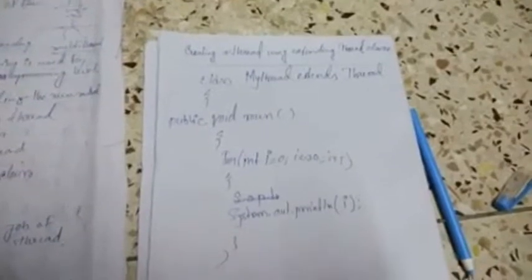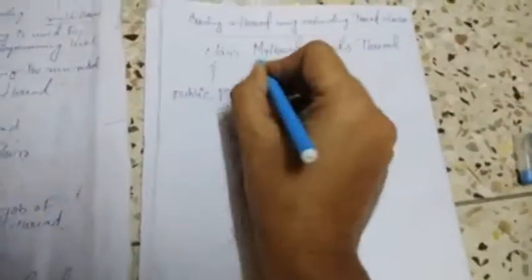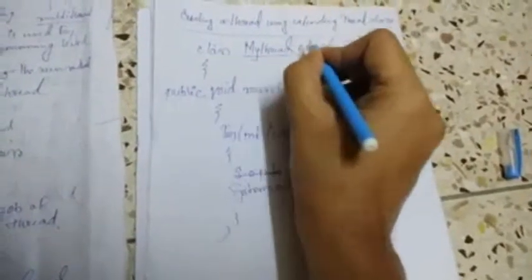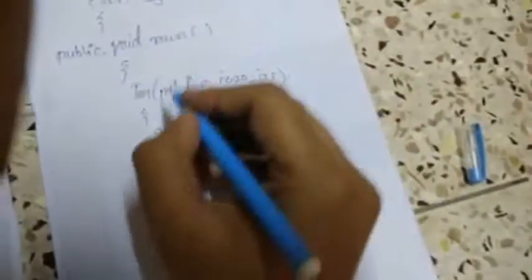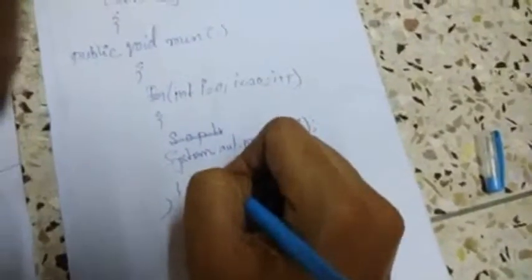Now we are going to have a very basic way to create the thread. For that, some basic syntax is also required. Like you can find that there is a class MyThread that extends Thread class. Next, you have to write public void run, then some code inside the run method.